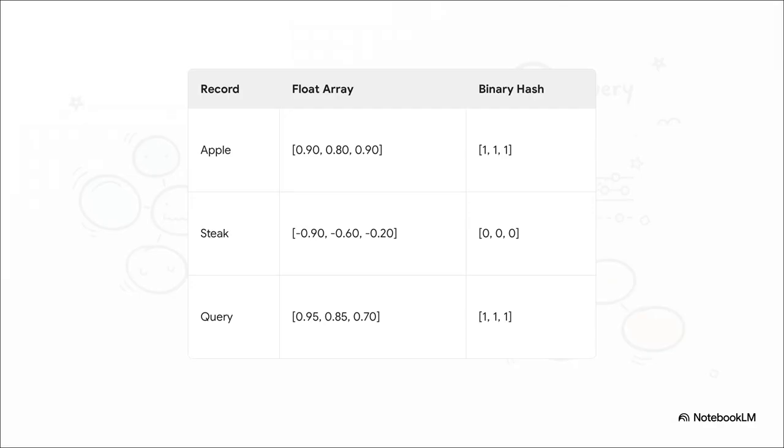Applying this quantization threshold back to our simplified 3D space, the apple and our user's query, which were entirely positive decimals, both compress into an identical binary array of 3 ones. Meanwhile, the steak, which was all negative coordinates, compresses into an array of 3 zeros. We've preserved the semantic grouping, but drastically reduced the data size.